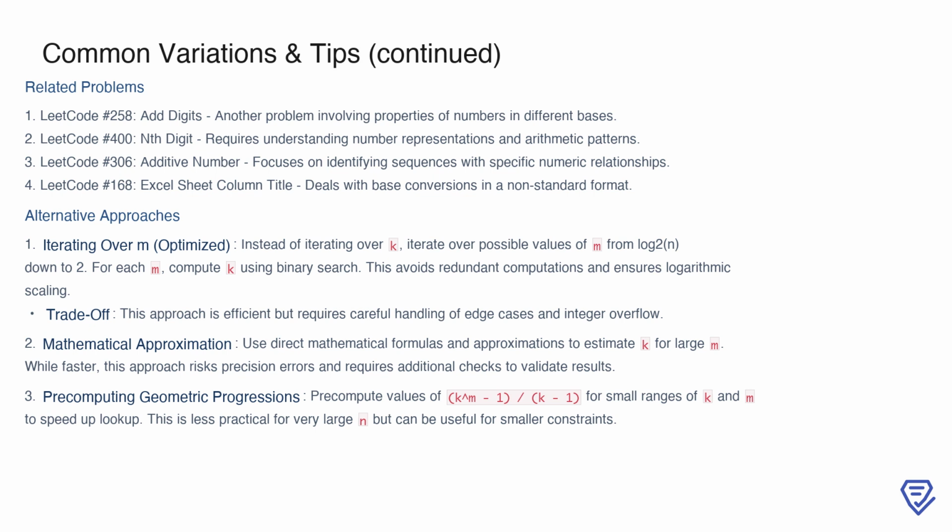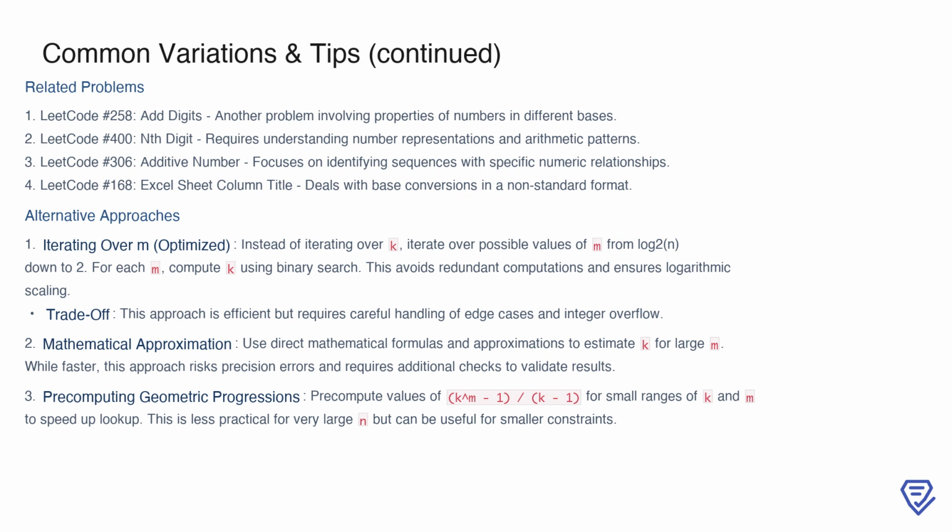As for alternative approaches, one strategy is to iterate over m rather than k, starting from log base 2 of n and working down to 2, and compute k for each m using binary search. This avoids redundant computations and ensures logarithmic scaling but requires careful handling of edge cases and the potential for integer overflow. Another method involves using mathematical approximations to estimate k for large m. While this can be faster, it introduces the risk of precision errors and demands thorough validation of the results.